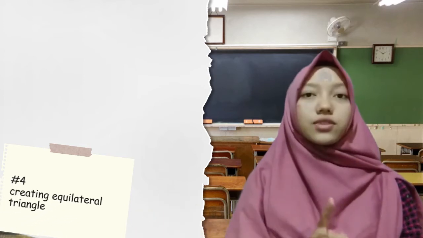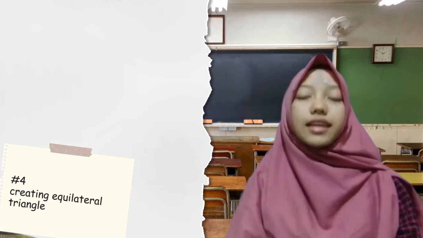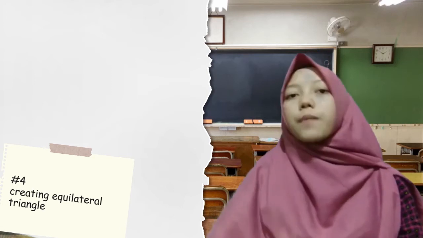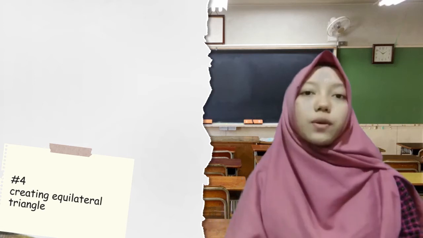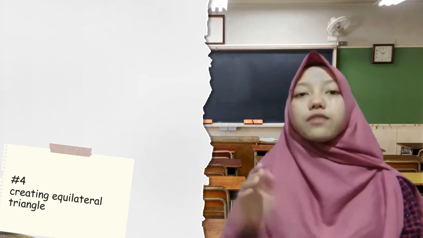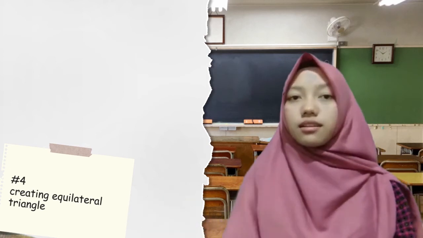Okay, we go to the next explanation. Creating an equilateral triangle. Suppose an equilateral triangle will be drawn from a given line segment AB using a straightedge and compass. Follow these steps.